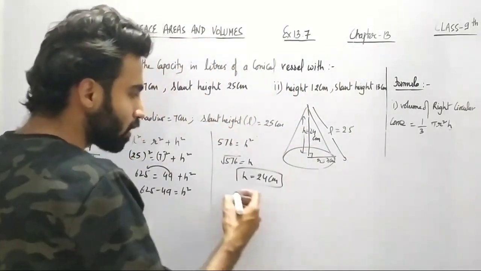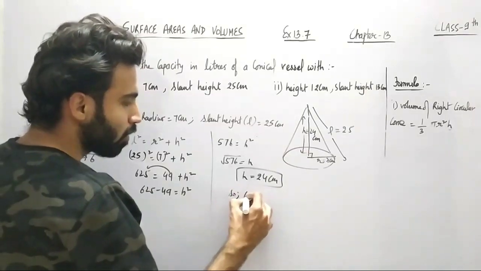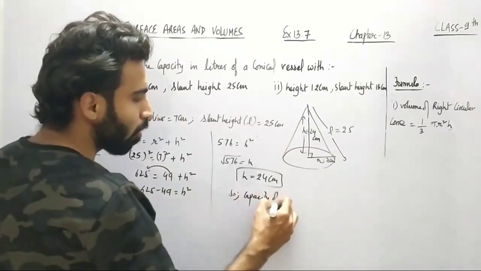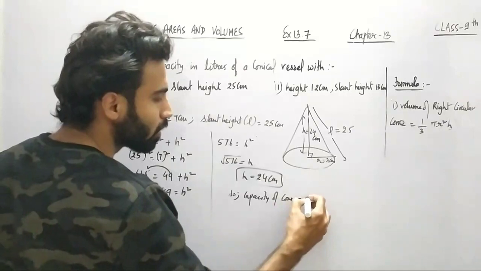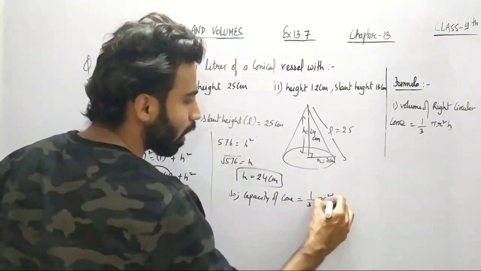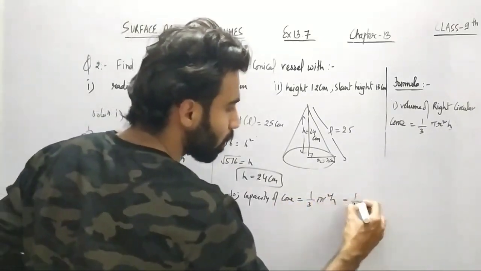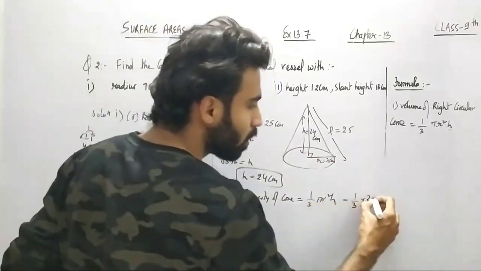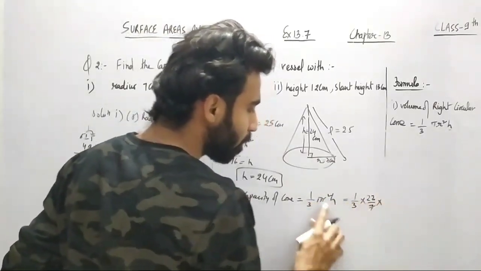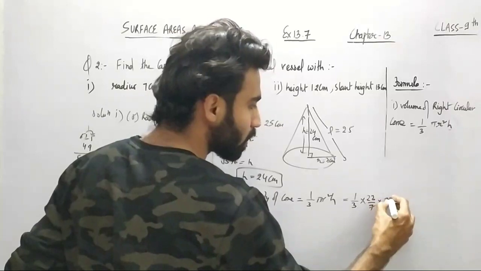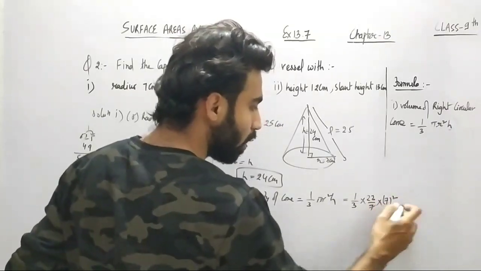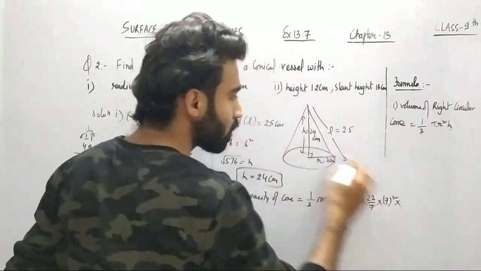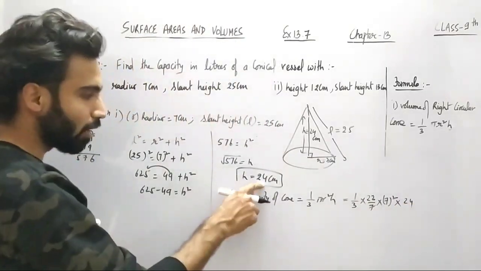So for that, let me just apply the formula. The capacity of a cone is equal to 1/3 pi r square h. Now you have to simply substitute the values. Pi is 22/7, then the radius is given to us as 7, so 7 square, into h, that is 24. We have calculated it.